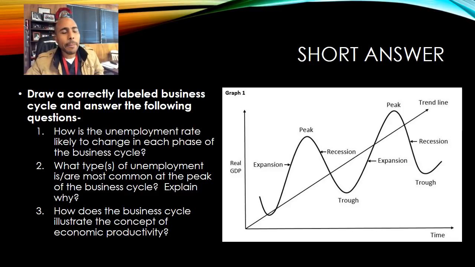Now, what type or types of unemployment are most common at the peak of the business cycle? And you need to explain why. Well, just think about what our unemployment rate would possibly be at the peak. It's going to be the lowest our unemployment rate can be. So, what kinds of unemployment are always present in the economy? Just think about that for a minute. Go back and look at our slide about unemployment, and maybe, just maybe, you'll see an answer.